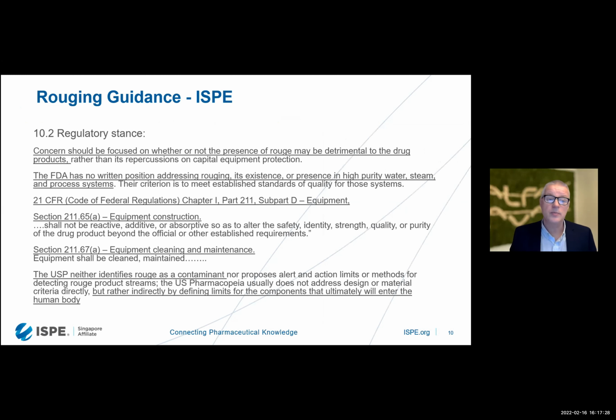Well, first they talk about the regulatory standpoint. They say that rouge concerns should be focused on whether or not the presence of rouge may be detrimental to the drug products. They refer to that the FDA has no written position addressing rouging in its existence or presence in high purity water systems and process systems. But they refer to the Code of Federal Regulations, subpart D, which talks about equipment.